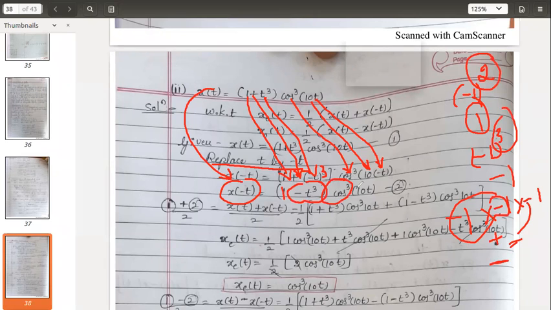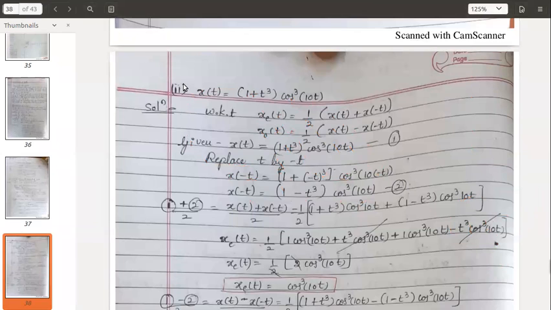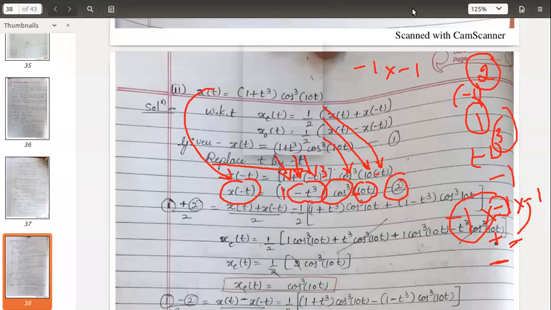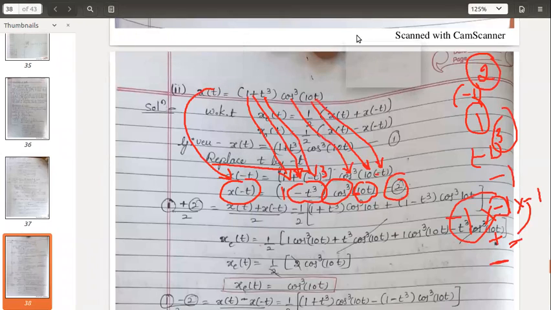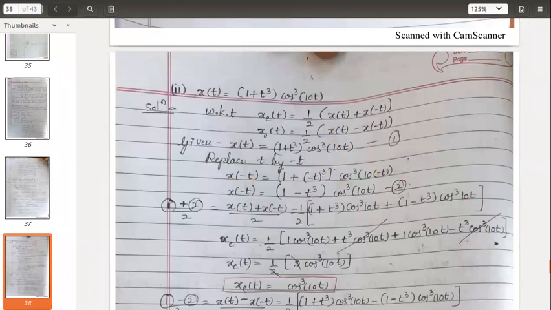Then cos cube. Why has this become the same? Why not minus t? Because cos is an even function. Actually it is cos cube of minus 10t. But cos of minus theta equals cos theta, whatever may be the power. That's why that negative will go. Cos cube of 10t it will become. That is your reflected signal. Reflected signal is given by equation number 2.